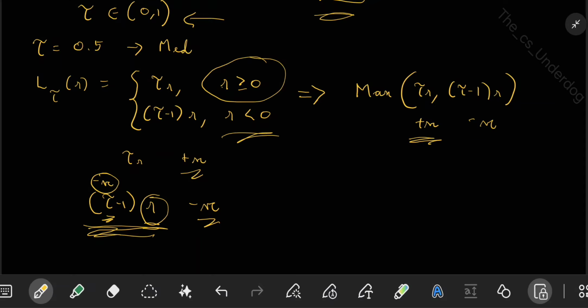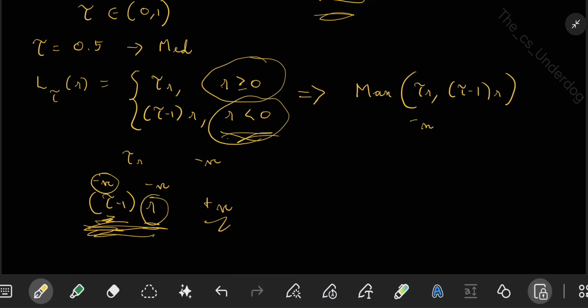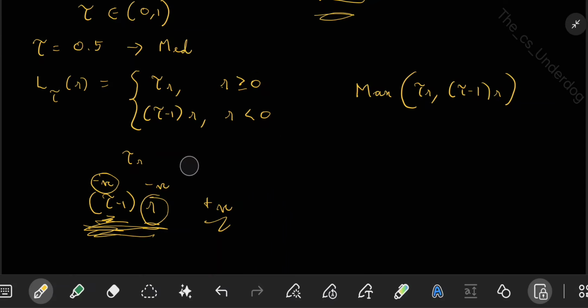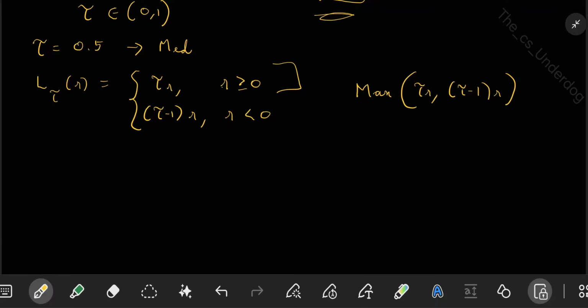What if residual is less than 0? Then r will be negative, tau into r will be negative, because tau is a positive term. Tau is between 0 and 1. So tau into r will be negative, and tau minus 1 into r will be negative into negative, which will be positive. So whenever your r is less than 0, your tau into r will be negative, tau minus 1 into r will be positive, which means this will be the maximum value. So automatically, if you put the maximum function, the right one will be picked. Otherwise, you can specifically say that whenever your residual is greater than 0, you will use tau into r, and whenever your residual is lesser than 0, you will use tau minus 1 into r.